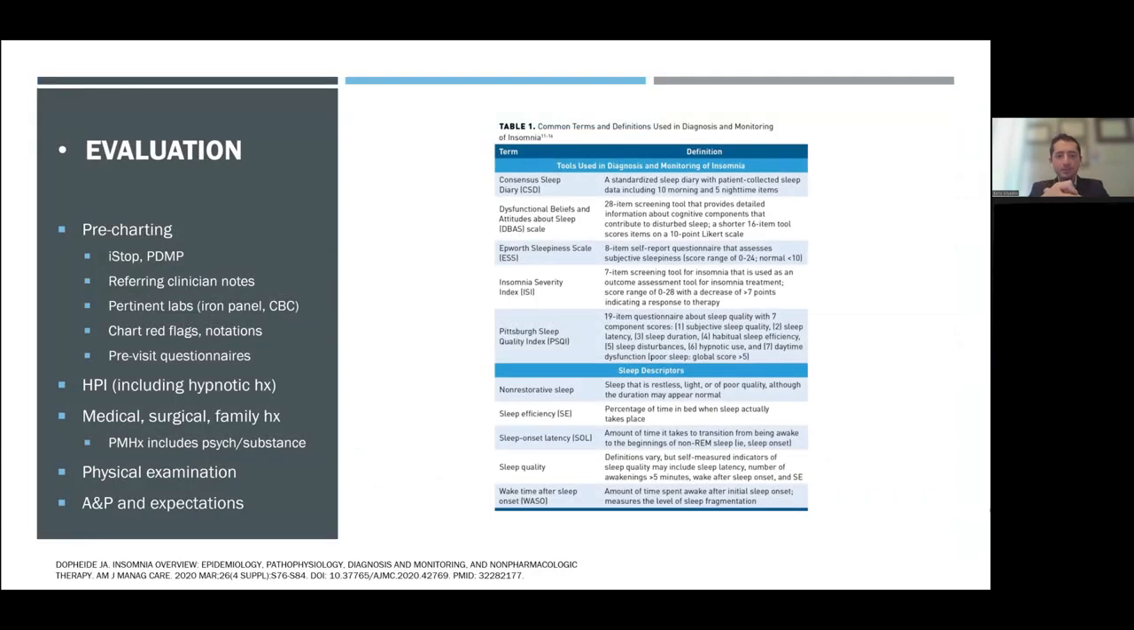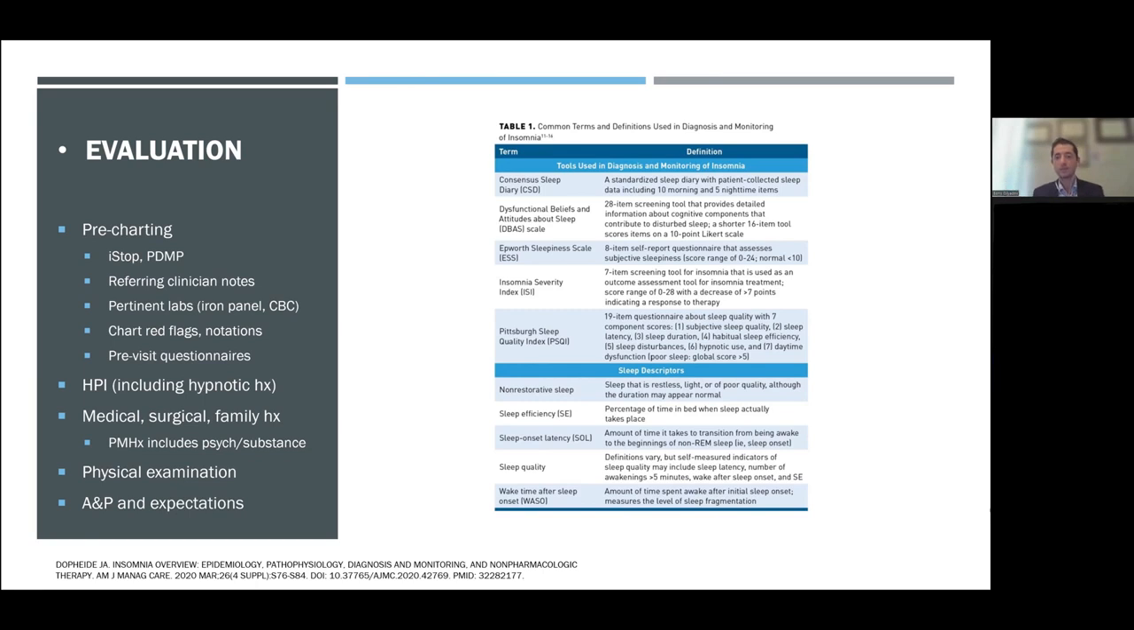So evaluation in the sleep medicine clinic looks at everything holistically. That's what we're supposed to do, that's our job. That's my job when you refer to me, is to do things like iSTOP, PDMP, check the referring clinician notes, check pertinent labs, and ensure that there are no red flags or things that may be contributing to a situation where there's insomnia, but also other issues going on.